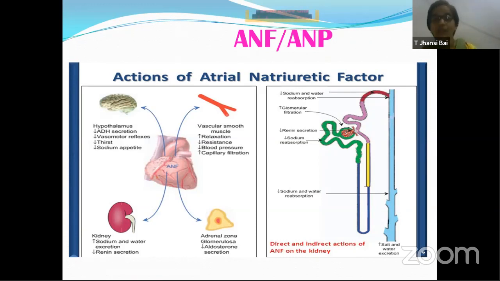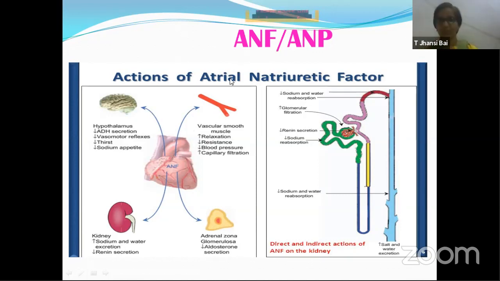At that time, from this wall of the heart, another substance is released, and that is called ANF or ANP. What is that? Atrial natriuretic factor or atrial natriuretic peptide. P stands for peptide because this is a protein. So once the wall of the heart releases this particular peptide or protein, what will this do?